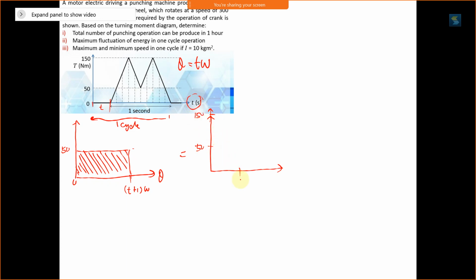So we have something like this, roughly. Okay, so this is our theta, and this is omega t. So this is omega t plus 1. Okay, so this is our conservation of energy.